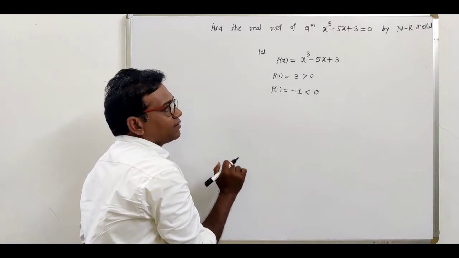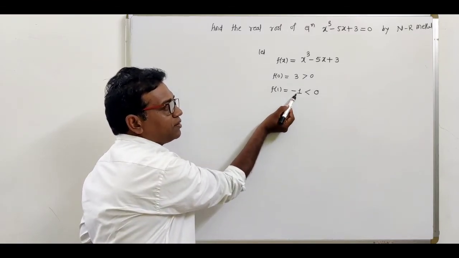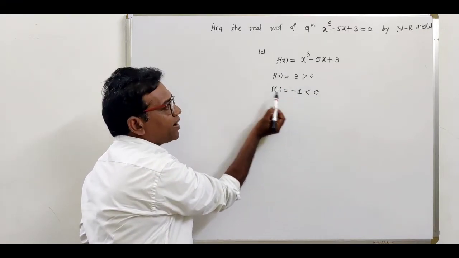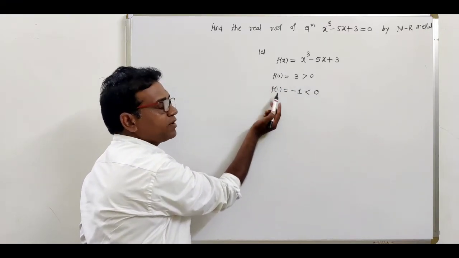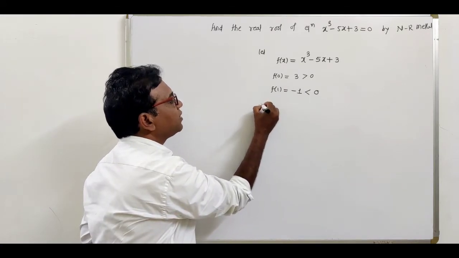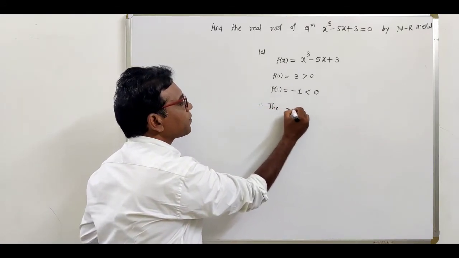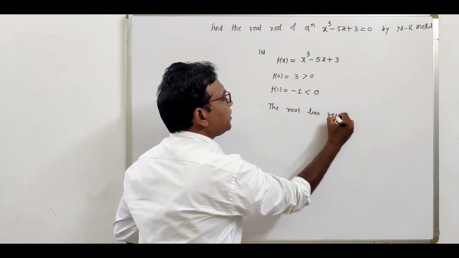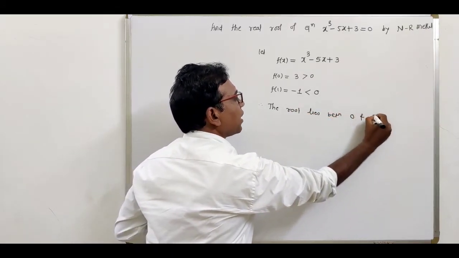And we have seen that the root lies between the negative and the positive functional value. So we can write here, therefore, the root lies between 0 and 1.